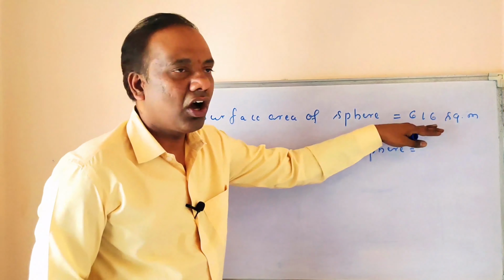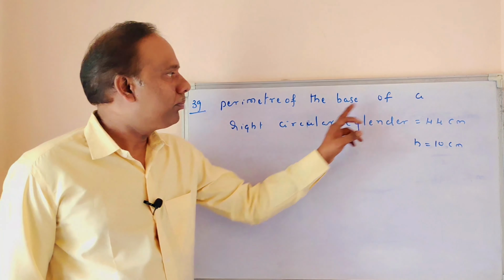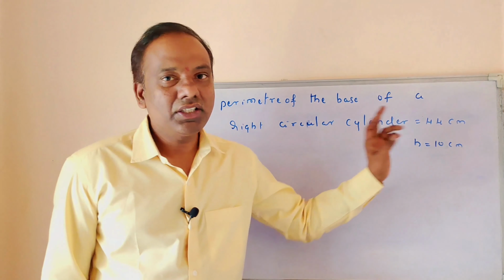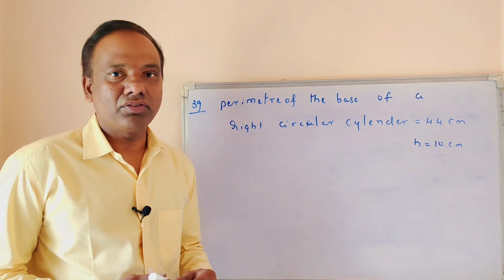So question number 39. The perimeter of the base of a right circular cylinder is 44 centimeters and its height is 10 centimeter. Then its volume is: option A 490 pi centimeter cube, option B 440 pi centimeter cube, option C 374 pi centimeter cube, option D 980 pi centimeter cube. The perimeter of the base is 44 centimeter. Here the question is to find its volume.